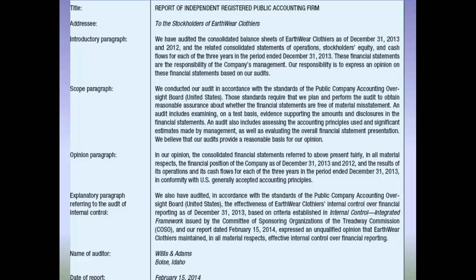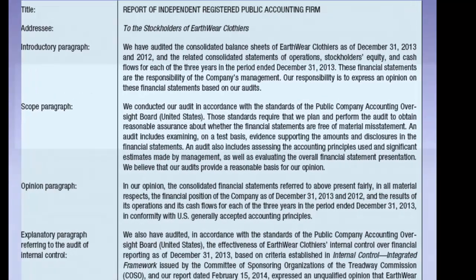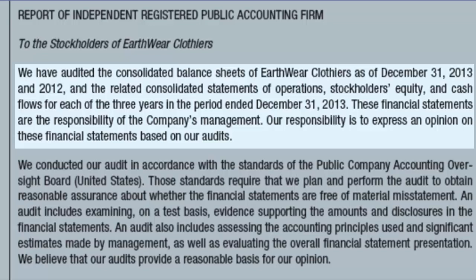There are 3 primary paragraphs, and then there's finally an explanatory paragraph that we'll just defer to a later discussion. But I want to focus on these first 3 paragraphs. In the introductory paragraph, what we're identifying is what we are auditing. So you notice that we are auditing the statement of operations, the stockholder equity, cash flow, as well as the income statement for the period ending December 31st, 2013.